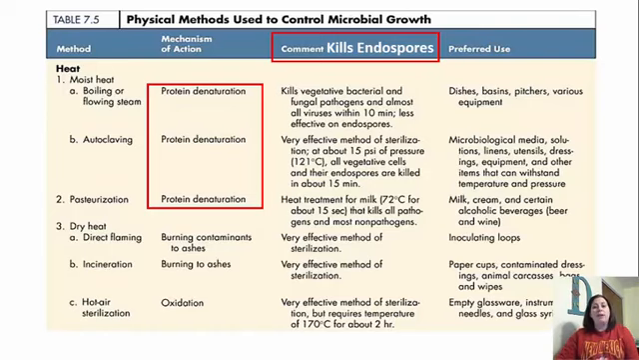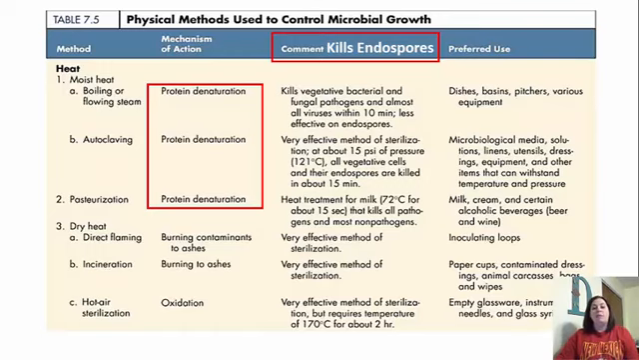So if you look at boiling, it kills vegetative bacterial and fungal pathogens and almost all viruses within 10 minutes, but it's less effective on endospores. All right, so boiling might be good for some things, but not others. Autoclaving is a very effective method of sterilization at about 15 psi of pressure. This can bring the temperature up to 121 degrees Celsius. This will kill all vegetative cells, and their endospores are killed in about 15 minutes. So if you're going to use one of these methods, autoclaving might be the better method versus boiling.